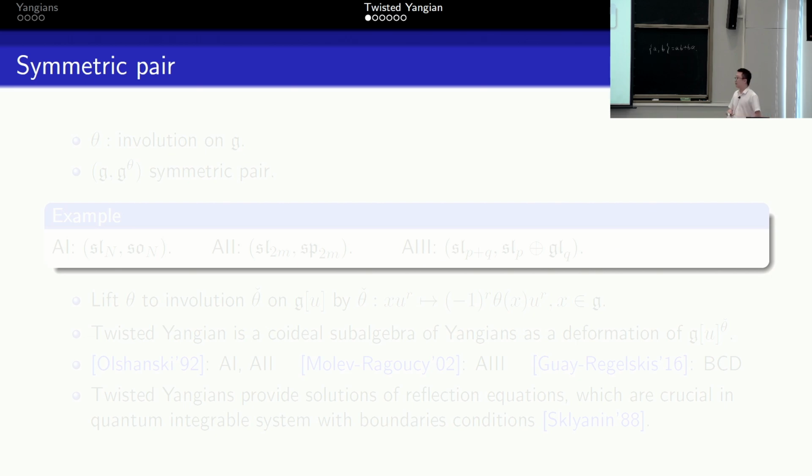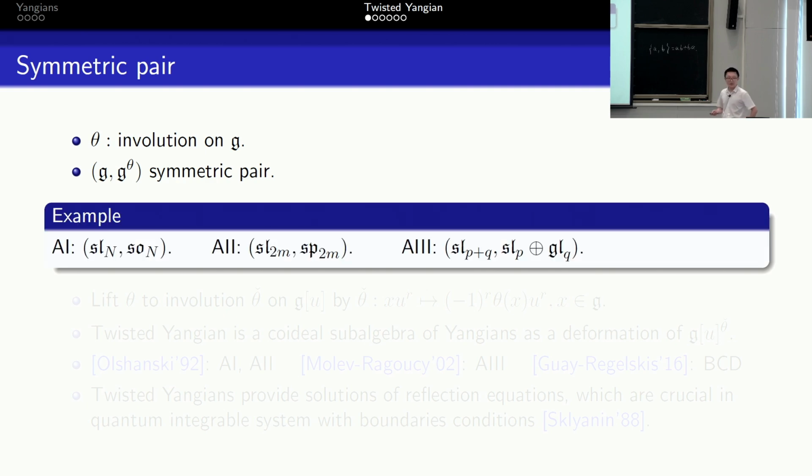Next we look at the twisted Yangians. The twisted Yangians are defined for symmetric pairs. We let theta be an involution on g, that is, an order 2 automorphism. This is called a symmetric pair, and g^theta is the fixed point subalgebra.